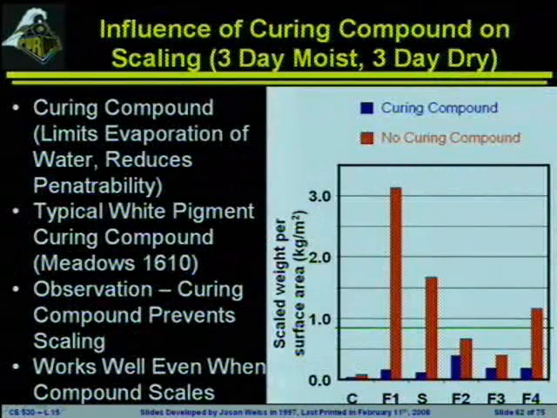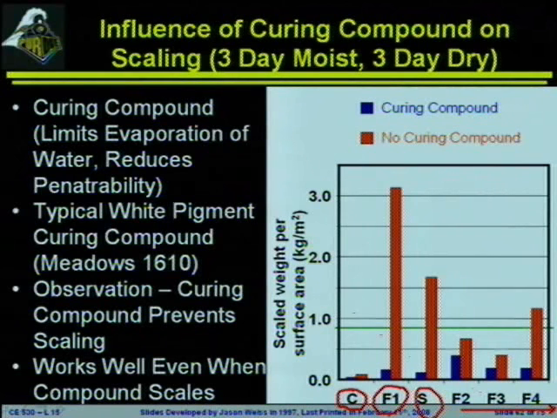This is particularly problematic when we start to talk about supplementary materials. So you'll see on the bottom there's a very cryptic nomenclature down here. C, that's simply our cement system. F1 is a fly ash, S is a slag, and then F2 through F4 are different types of fly ash.